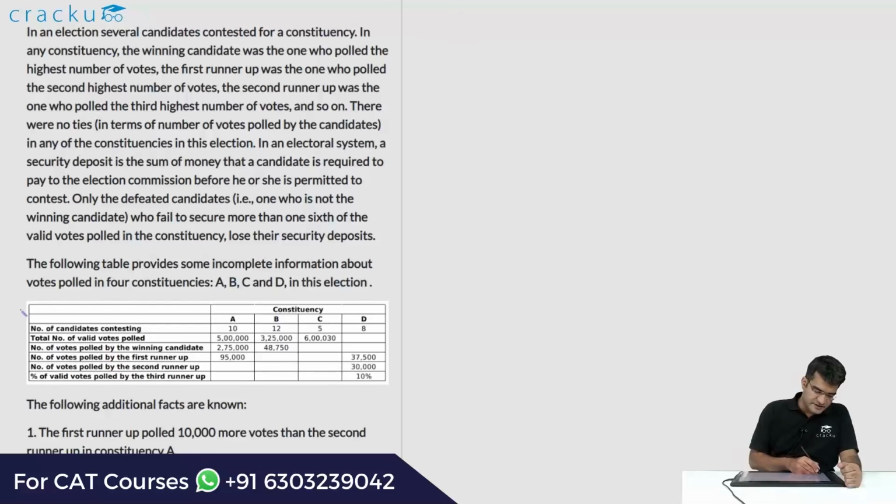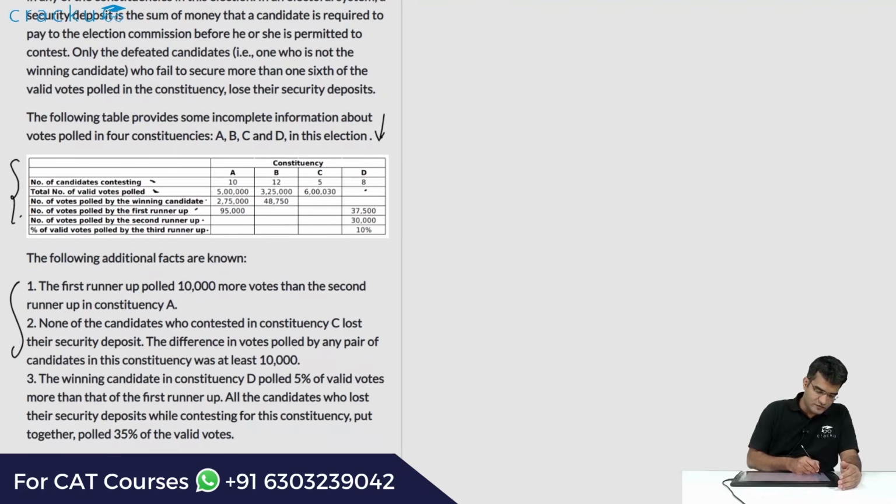In this question, there was an election held in 4 constituencies, A, B, C and D. Some of the information about this election has been given in the table and some information is missing. For example, we know the number of candidates contesting in each of these constituencies. We know the number of valid votes in A, C and D, but we don't know it in B. We know the number of votes won by the winning candidate, first runner-up, second runner-up and third runner-up in some of the constituencies, but not in others. We have been given some clues regarding the votes gotten by each of these candidates to help us in figuring out and filling the table.